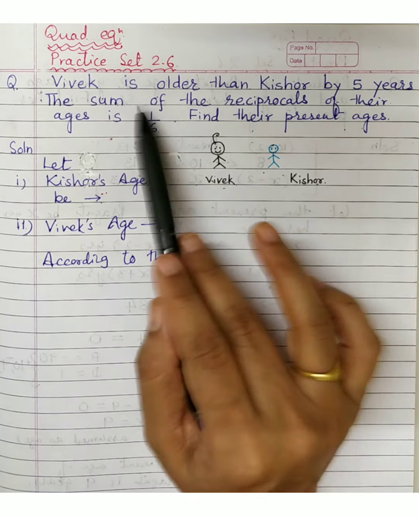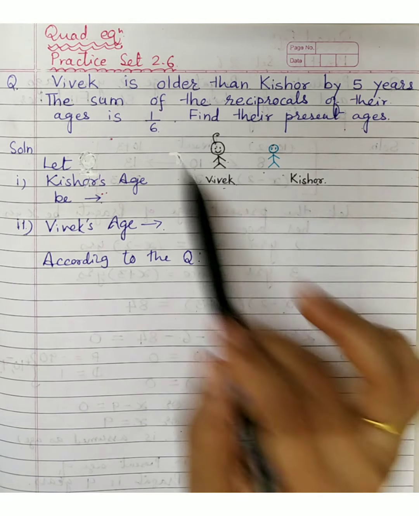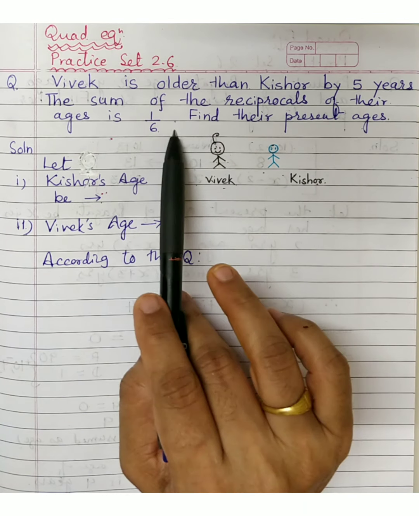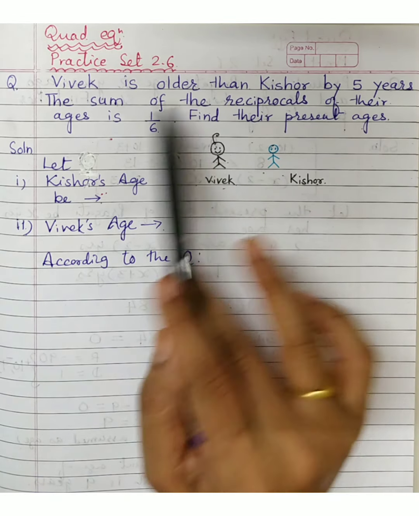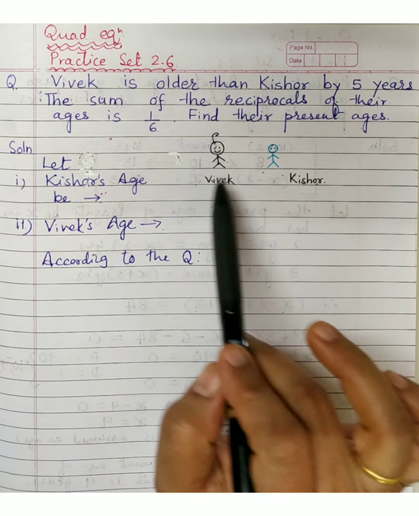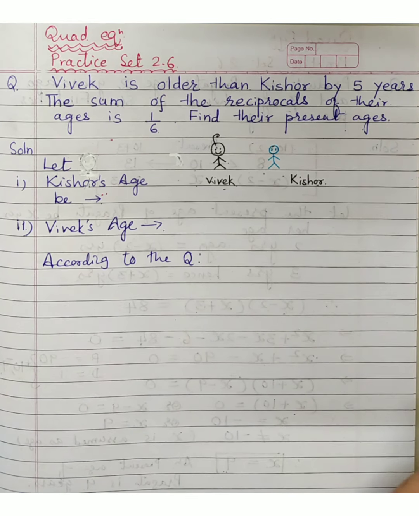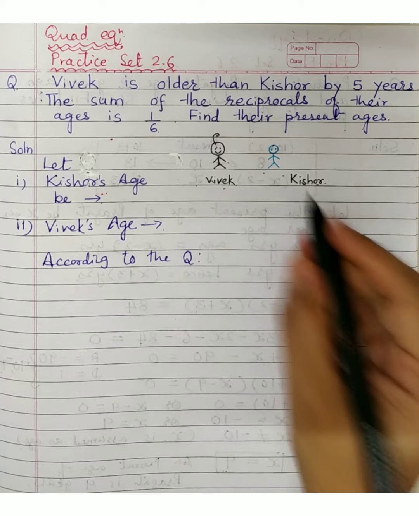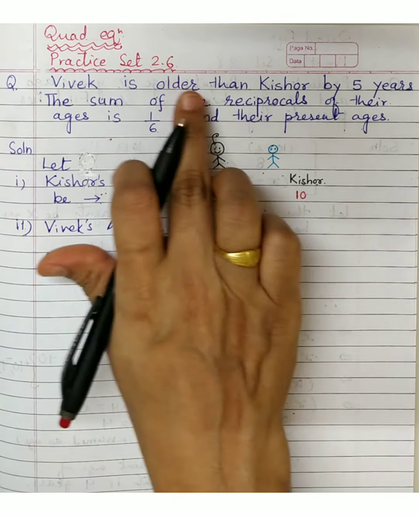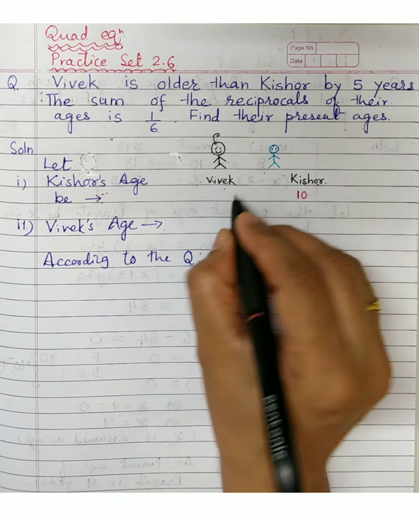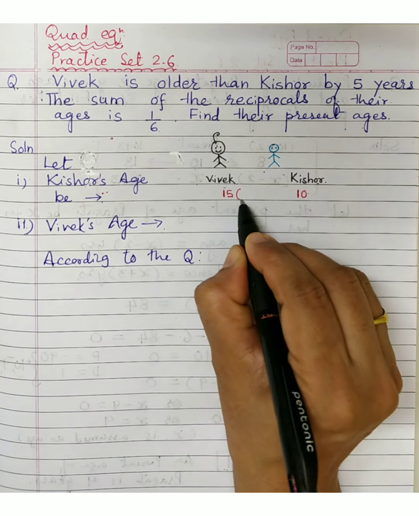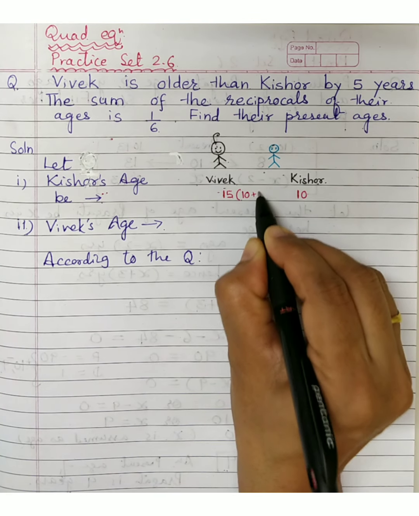So this statement will help us to assume the variables, and further the sum of the reciprocals of their ages is 1 upon 6. This statement will help us to get the quadratic equation which we will solve and find their present ages. Now Vivek is older than Kishore. So if I say, let Kishore's age suppose is 10 years, then what will be Vivek's age? Vivek is older than Kishore by 5 years. So what will be Vivek's age? 15. Again here you need to understand the logic, how 15? 10 plus 5. That's it.